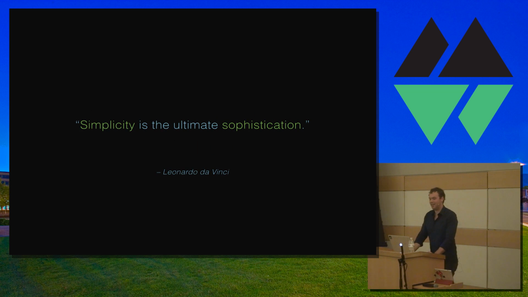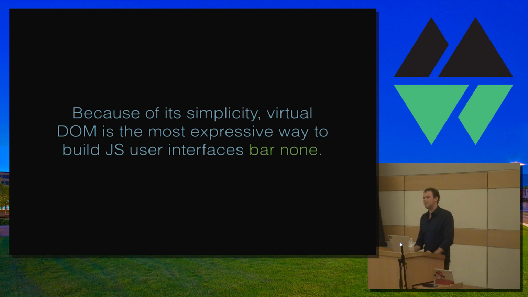It's about simplicity. If you want to build sophisticated, reliable applications, they need to be simple. They need to be built on simple, composable primitives. And I'll make the argument that because of its simplicity, a virtual DOM-based system is the most expressive way to build user interfaces in JavaScript, bar none.